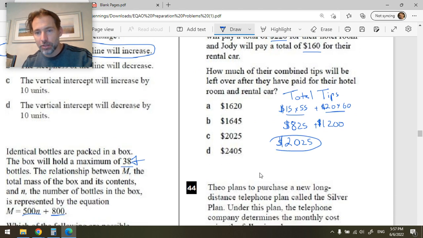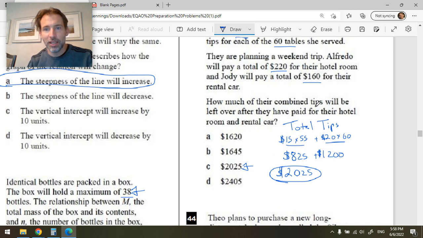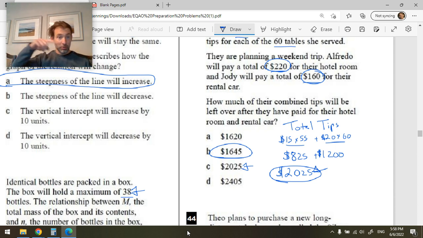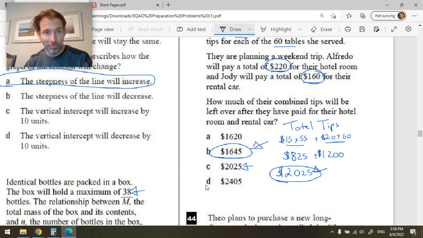That's total tips. Circle it. It's a useful number. And notice that they have that there as a false answer. How much of their tips will be left over after they pay this plus this? So they're each going to pay these, and if we add those together, that's $380. This minus 380 will be this number. Yes, that's correct. Because you do minus 400 and then add 20. So minus 400 from that and then add 20 is indeed that number.